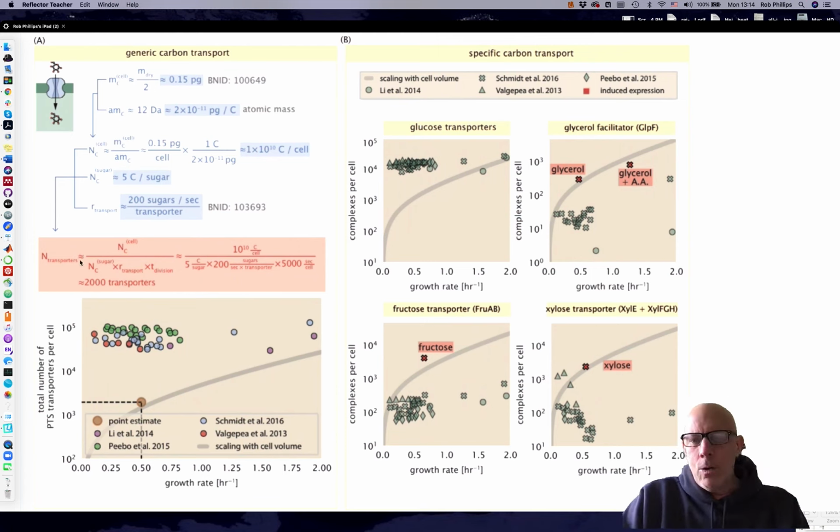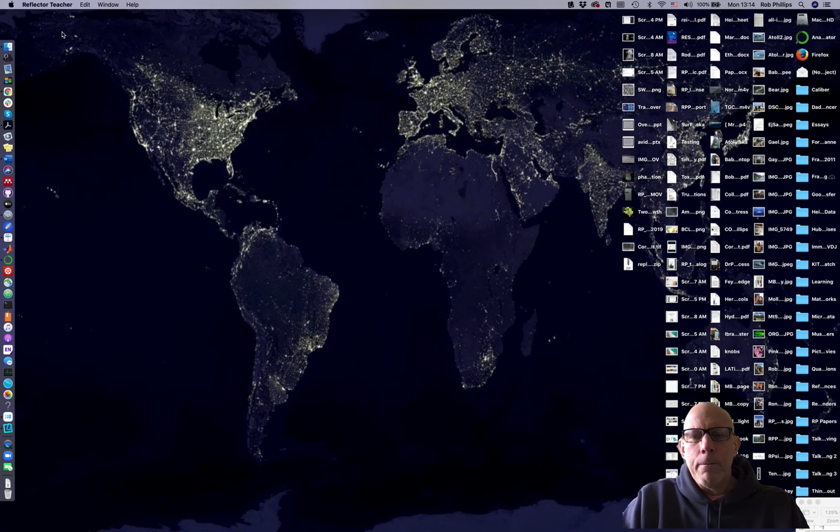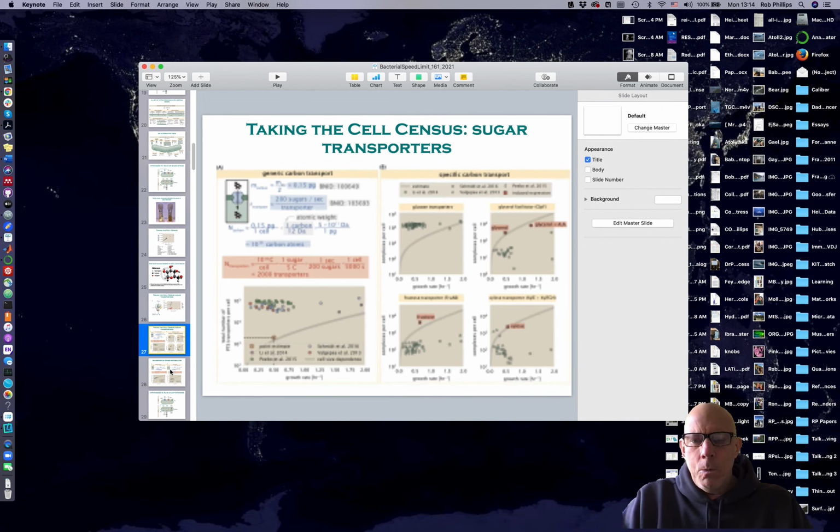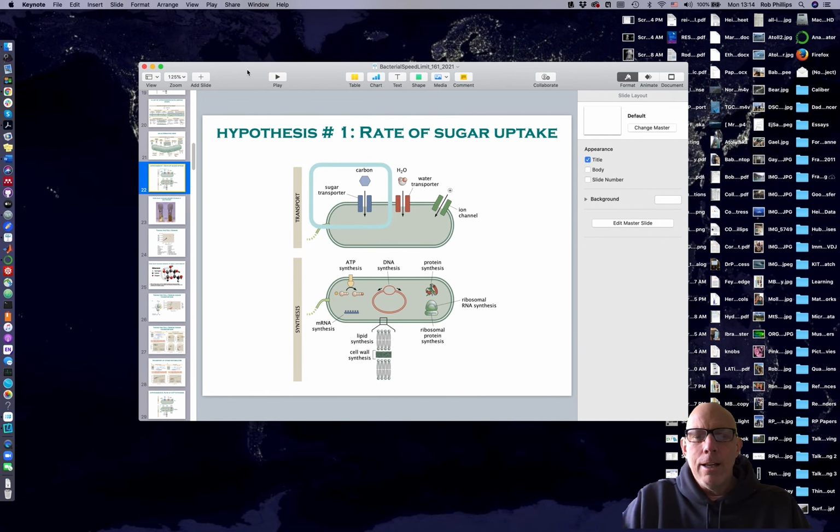And so, going back to our original hypotheses about bacterial growth and what's rate limiting, what I can say is that we can conclude that the first hypothesis, this one for sugar transporters, is probably not the rate limiting step. So in the next vignette, what we'll do is we'll explore ATP synthesis as a possible source of rate limiting.